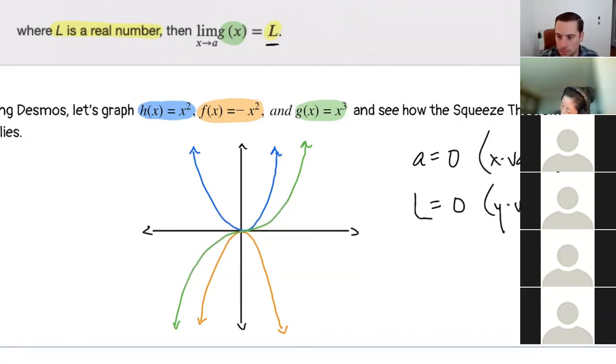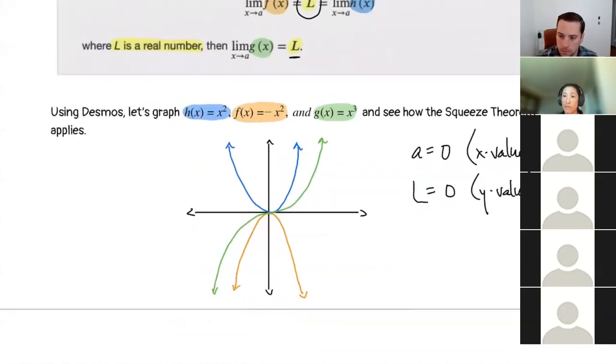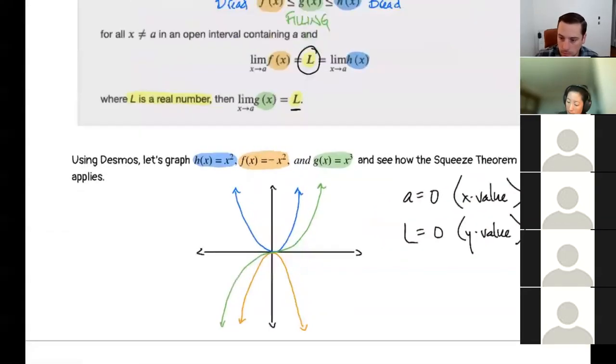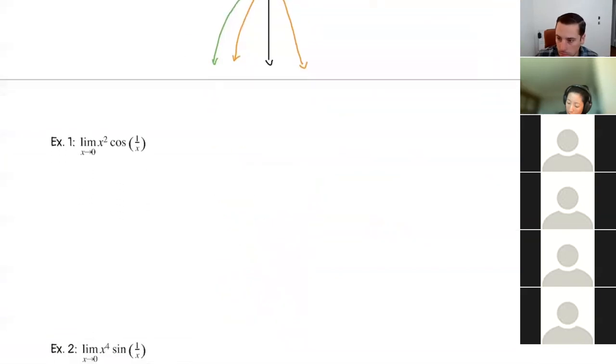Now that's a lot of zeros, but I just want to make sure we're aware that the first 0, a equals 0, is an x value, and the L equals 0 is a y value, okay? So visually and conceptually, that's the gist. But what does this actually look like when we take a look at a problem? Let's see one example.